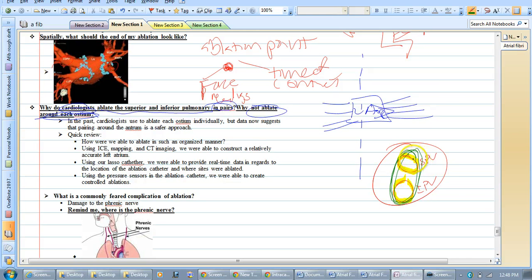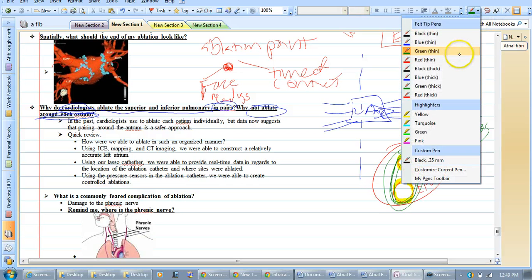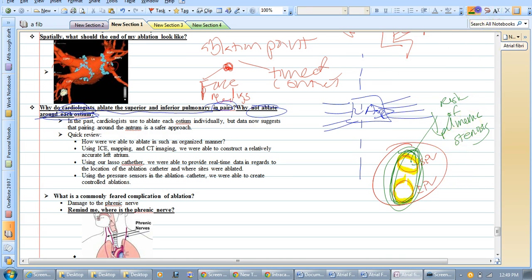The reason we don't do the technique where we go around each ostium is that we're worried about the risk of pulmonary vein stenosis. So by going around the two in pairs, we reduce that risk. However, that's not to say the new approach is without its own complications. In the new approach, what we might end up creating is an atrial flutter.